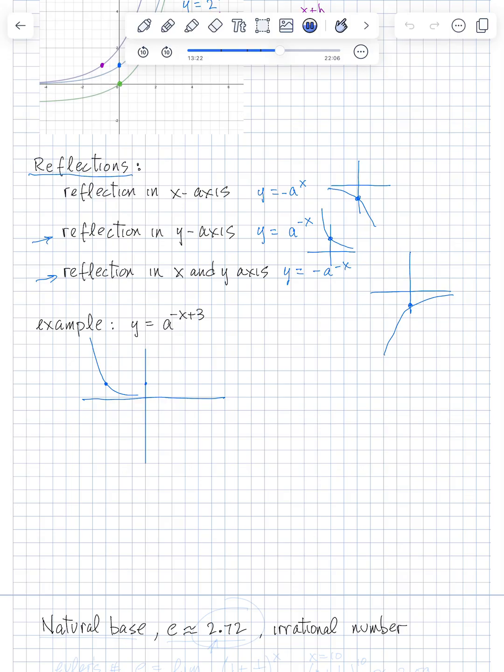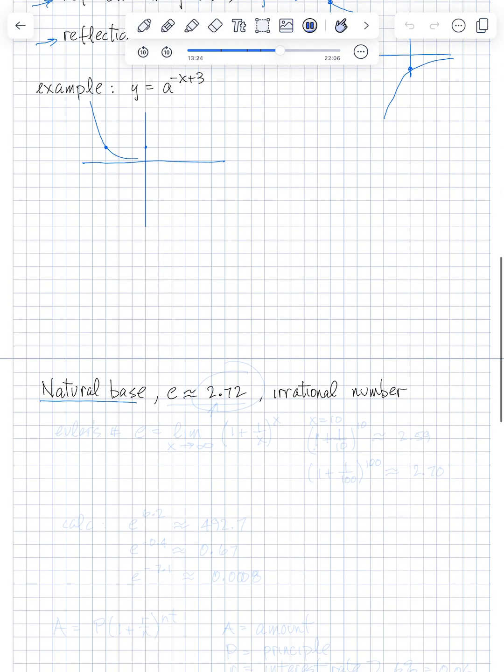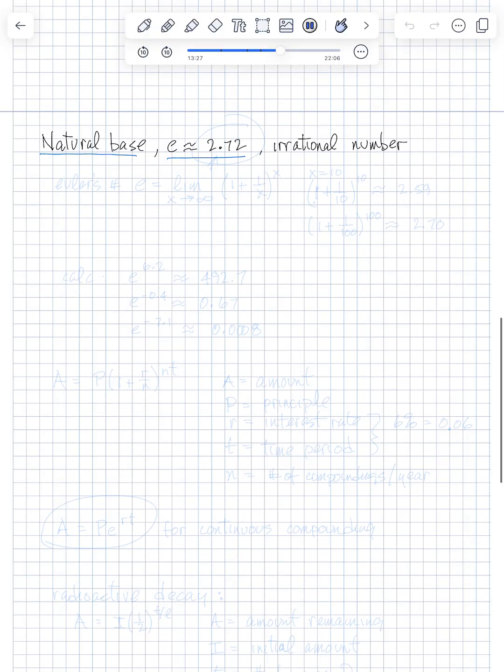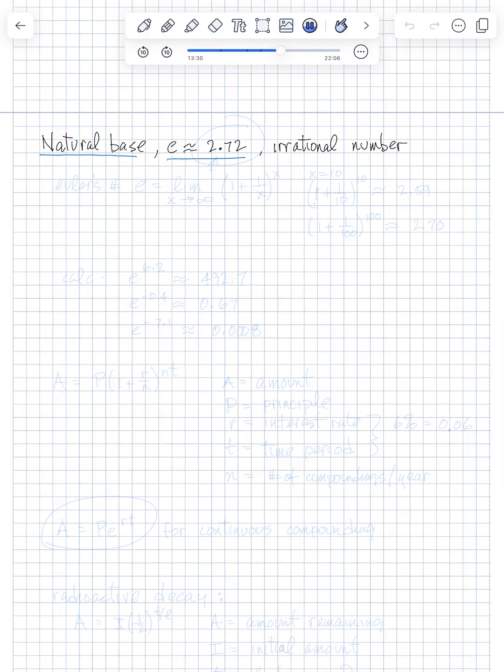Okay, the next thing we're going to look at is the natural base. It's e, and it's roughly 2.72. It's an irrational number, and where we get it, it's Euler's number.